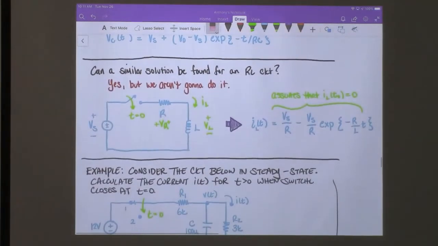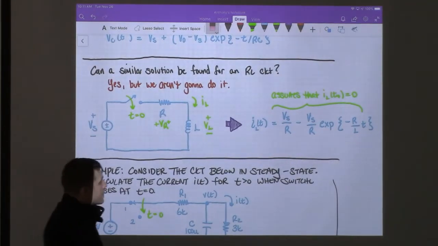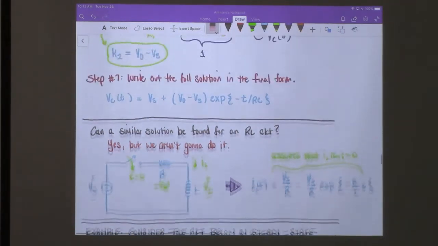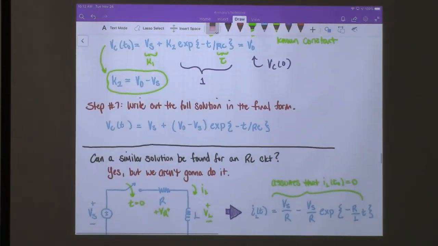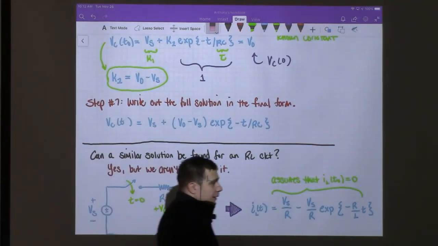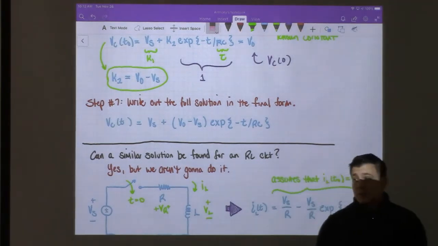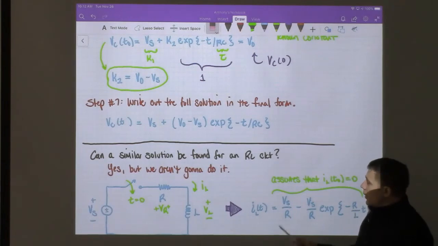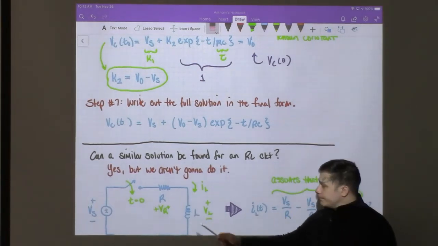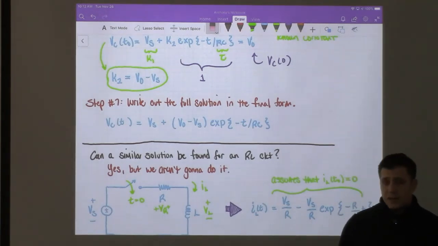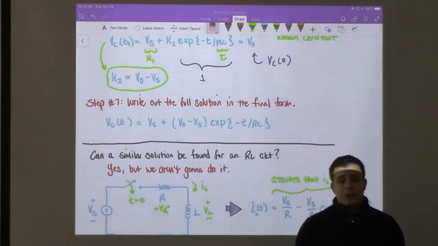Can a similar solution be found for an RL circuit? Most definitely. If you look in the textbook, they go through a whole similar derivation for this circuit. And so I'm not going to go through it because there are a lot of parallels, I think enough that you should be able to take a look at it on your own.